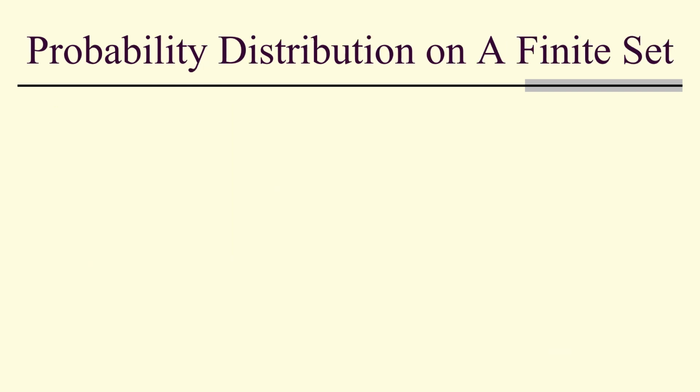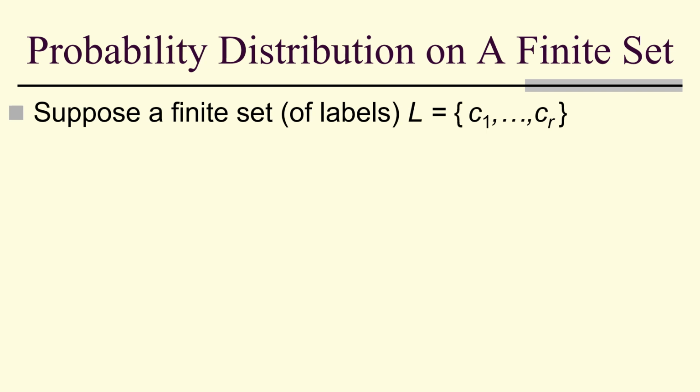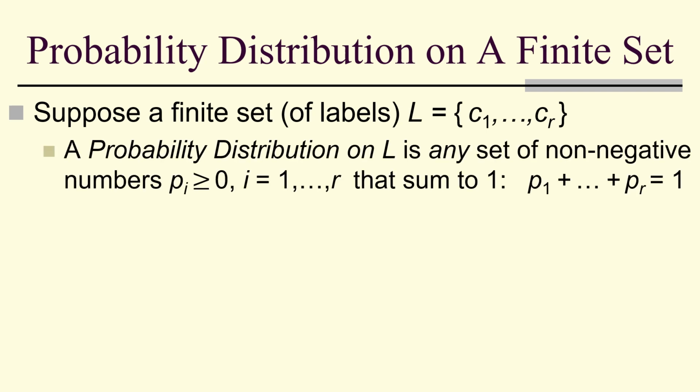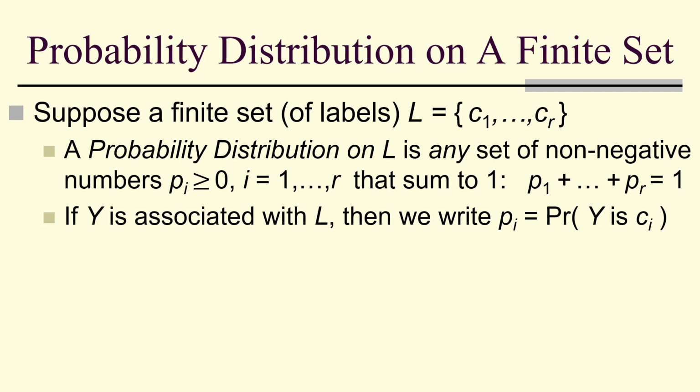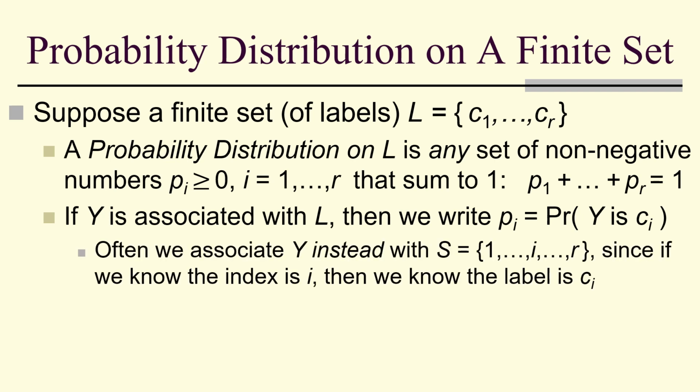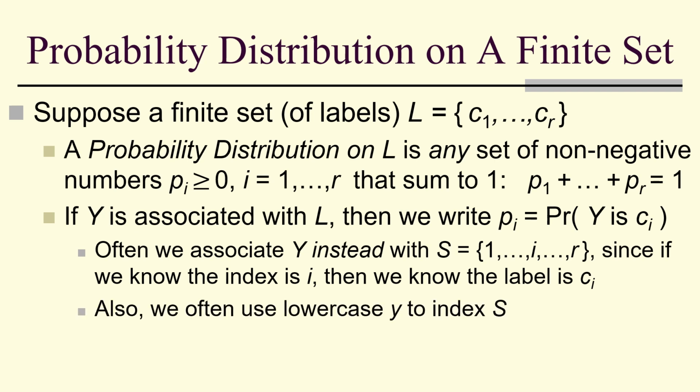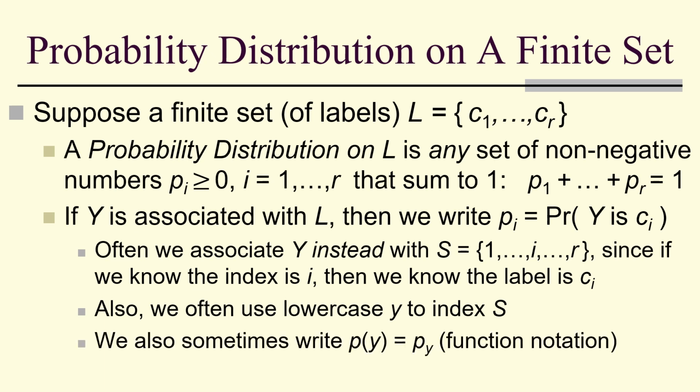So we're going to look at probability distributions on finite sets. We'll be looking in particular at labels. A probability distribution on L is any set of non-negative numbers that sums to 1. If y is associated with L, then we write P sub i as the probability y is C sub i. And we often associate y instead with a numerical set of just the indexes. So if we know the index is i, then we know the label is C sub i. We also use the lowercase y to index S.